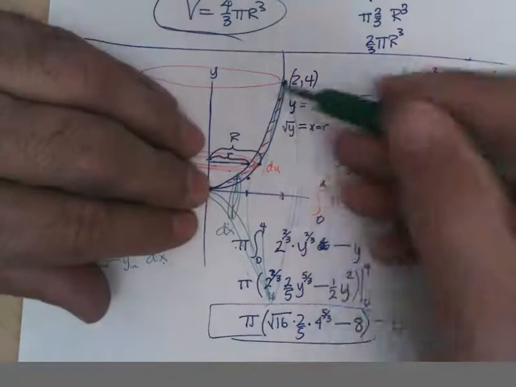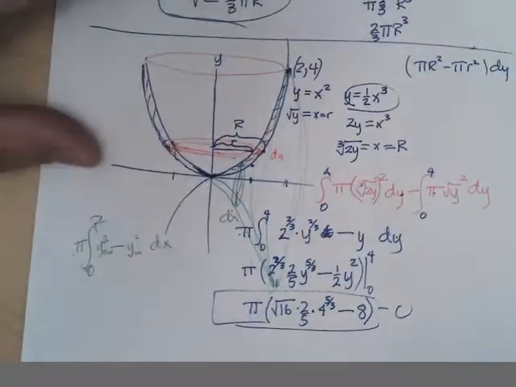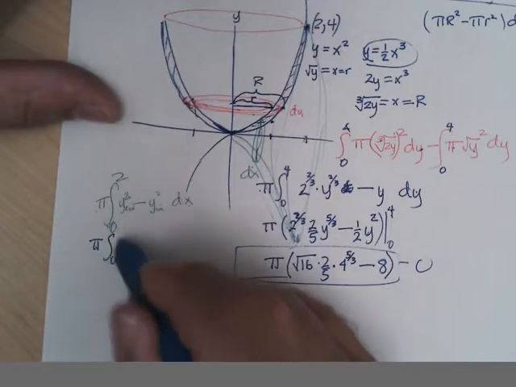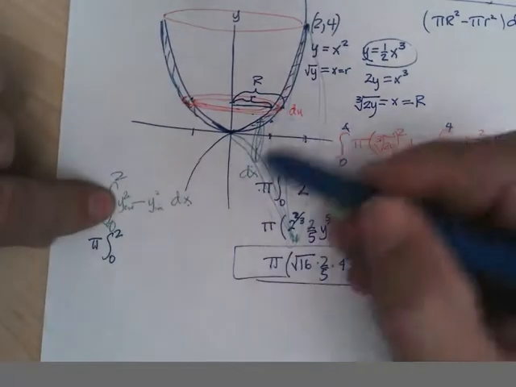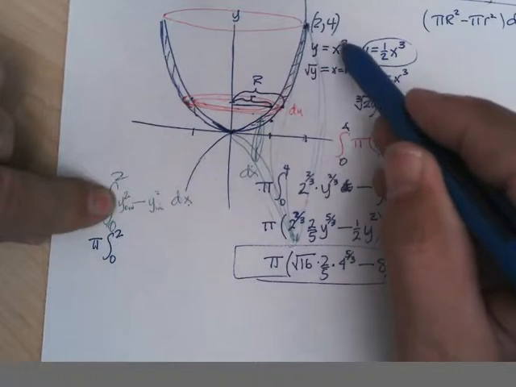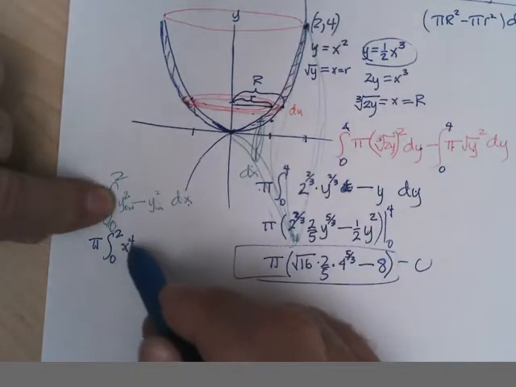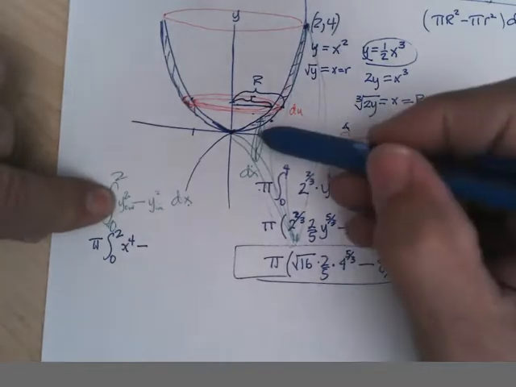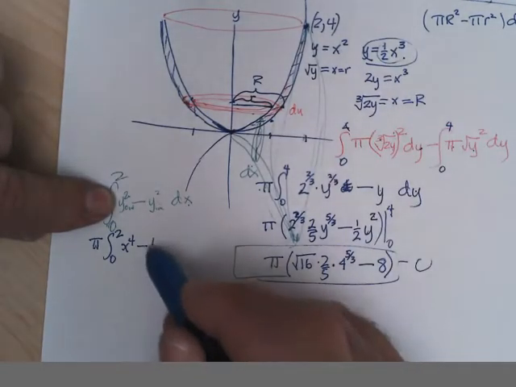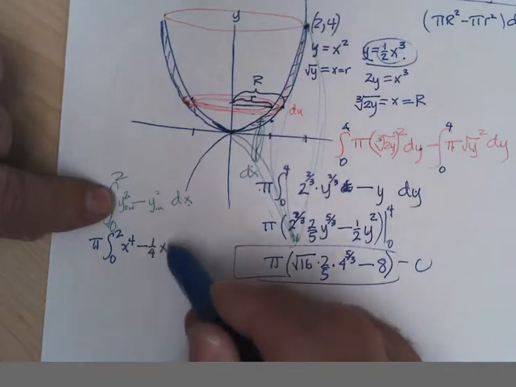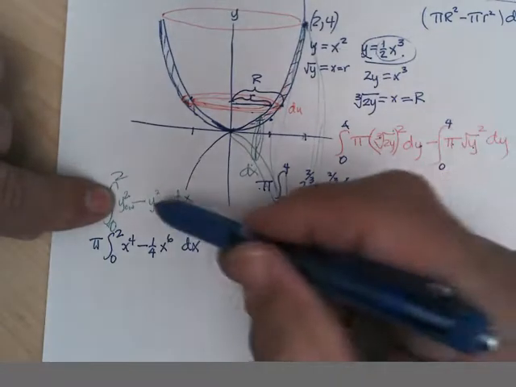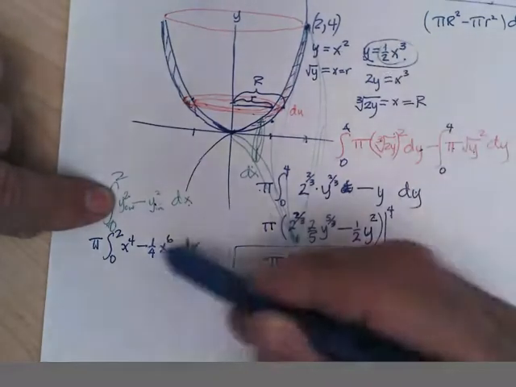To clean this up, it's going to be pi integral from 0 to 2 of the y for the outside goes up to the x squared, so y squared would be x to the 4th minus, for the inside it's this, and if I square that I get 1/4 x to the 6th, because it's got to be y squared. So that squared is 1/4 x to the 6th.